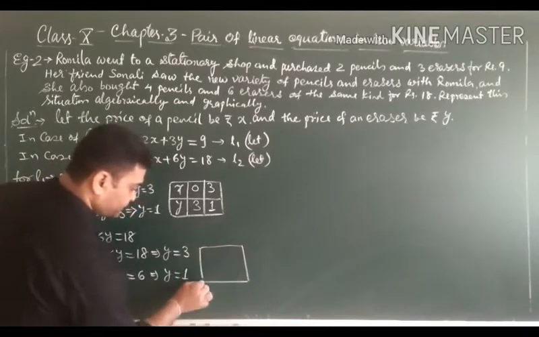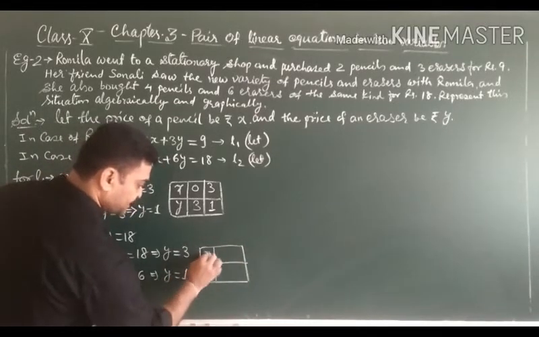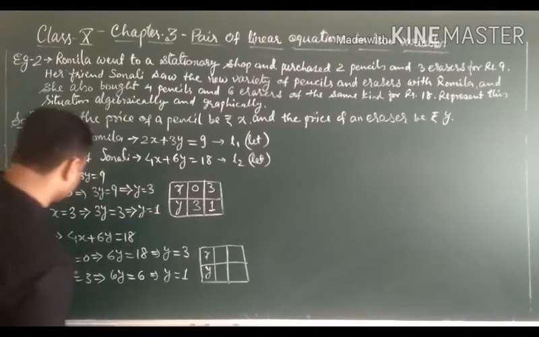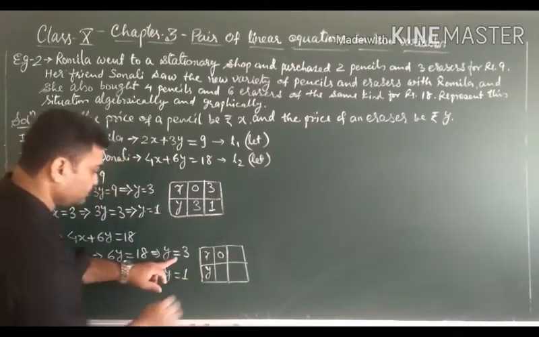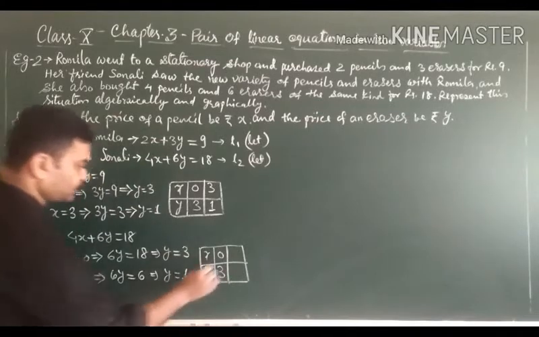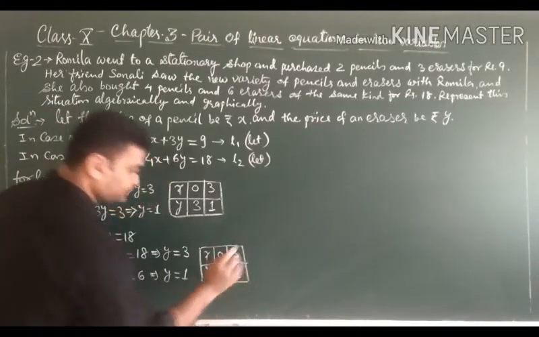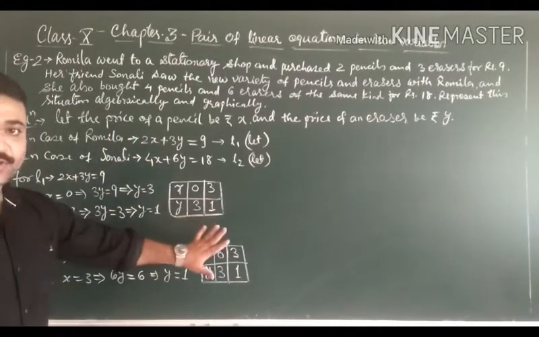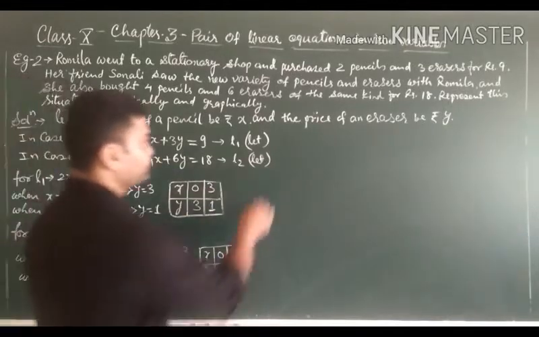For this situation, the coordinate box will be x and y. For x is equal to 0, y is equal to 3, and same for x is equal to 3, y is equal to 1. Now we plot these points on the graph paper.